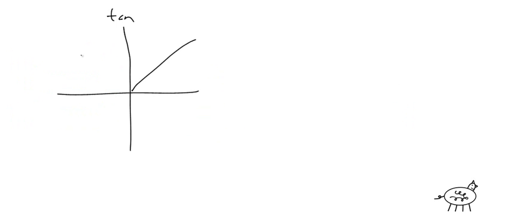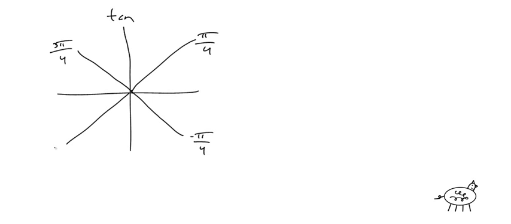And we're just going to make it a little bit easier. We're going to use pi over 4, just to make it a little bit easier. So this is going to be 3 pi over 4. This is going to be negative pi over 4. This is going to be negative 3 pi over 4.